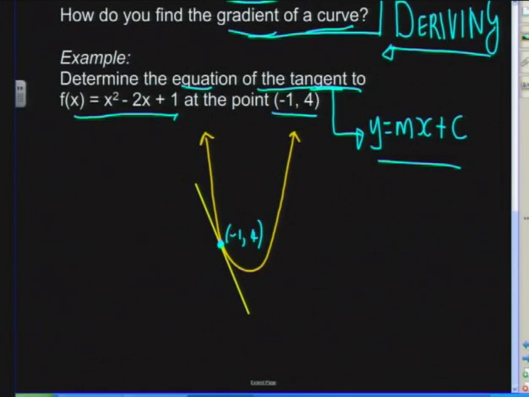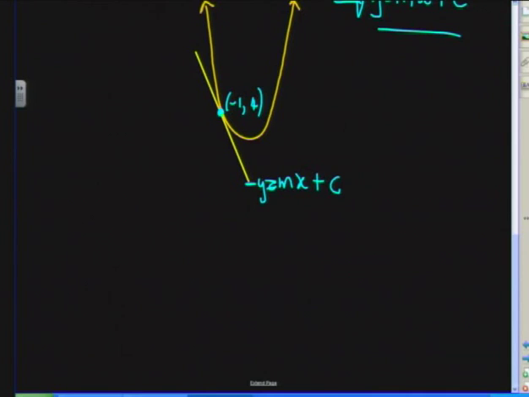Okay, what do they want to know? They want to know what is the equation of this line. Okay, so graphically, this is what they're asking you to find. Okay, the equation of the straight line that just touches the parabola. Okay, how do you do it?